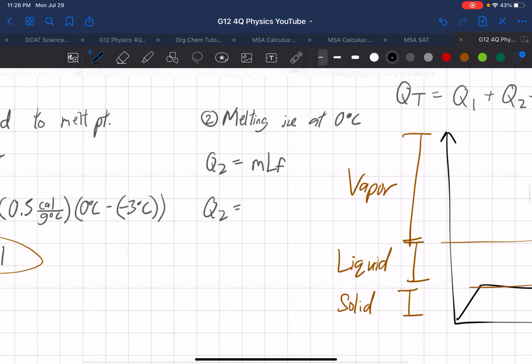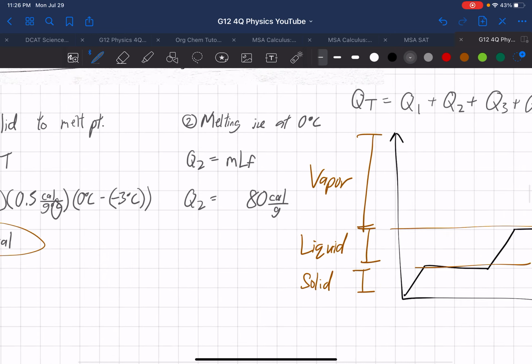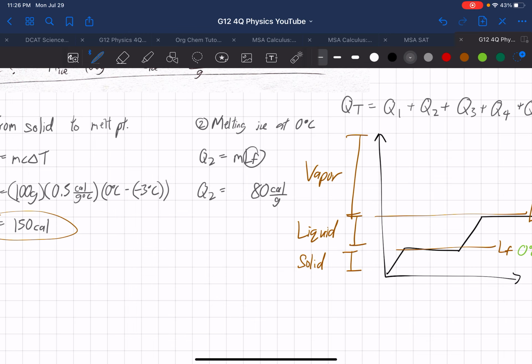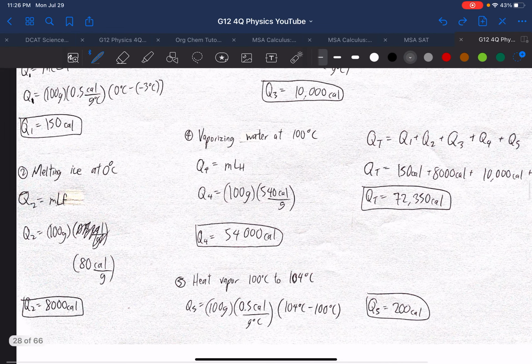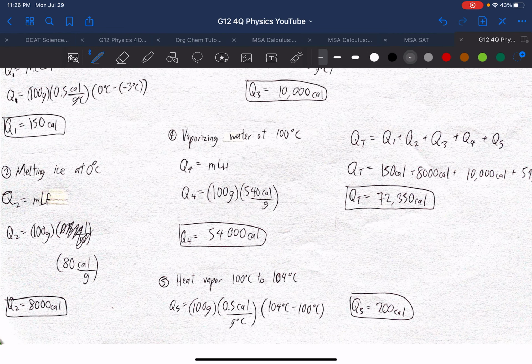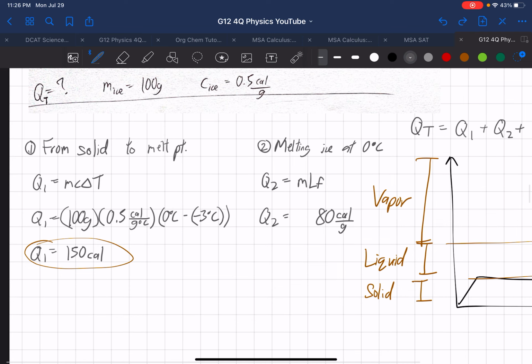Okay, so LF is a constant. It's 80 calories over grams without the degrees Celsius. That's the difference of LF and LV units with ordinary units, particularly the unit of specific heat, as you can see here. For LF, the unit is cal over g only. There is no degrees Celsius in the denominator. So 100 times 80. Mass is still 100.